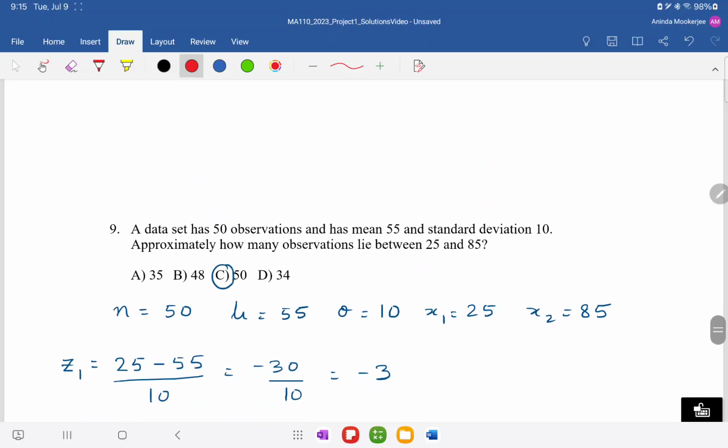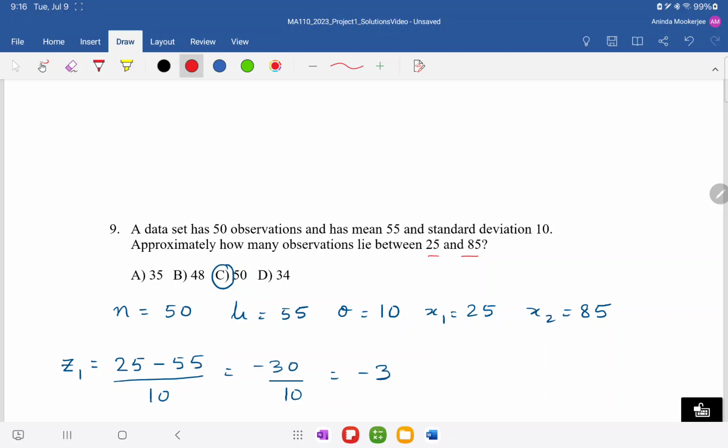The next question says a data set has 50 observations and has mean 55 and standard deviation 10. Approximately how many observations lie between 25 and 85? Now this is a problem which also was worked out in the worksheet for this topic, so you may have some practice already on this. Essentially, it's asking how many observations would lie between the values 25 and 85. And for this you have to apply your knowledge of the empirical rule.